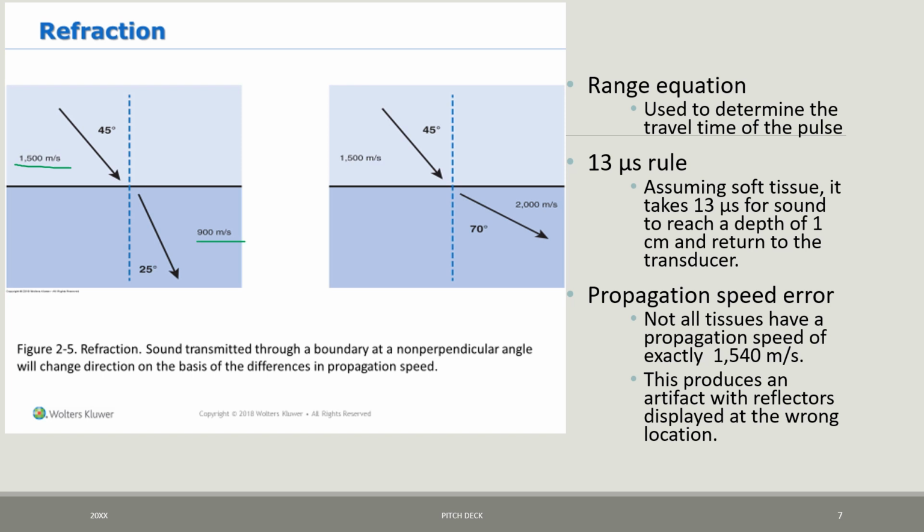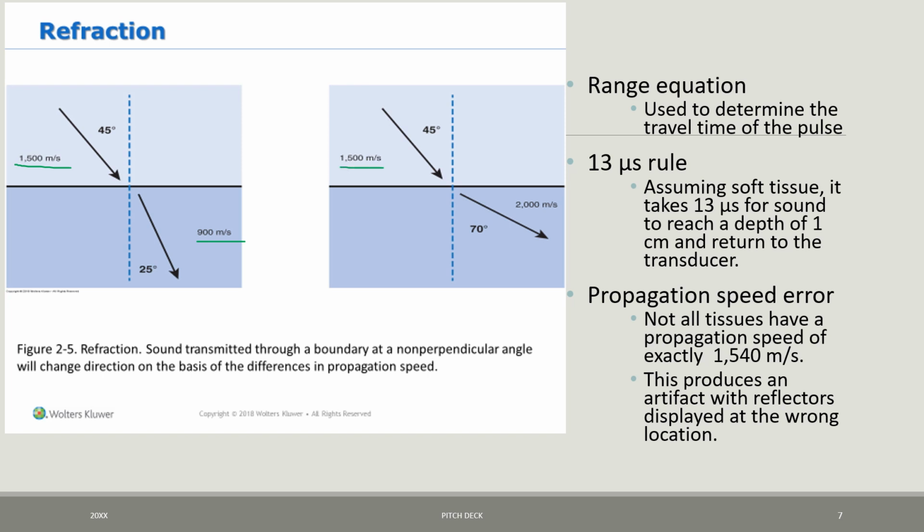It gets into a material that has a slower propagation speed of 900 meters per second. It comes in at 45 degrees. We might assume it would just continue on at 45 degrees, but because it's a slower propagation speed, you see that angle decrease.